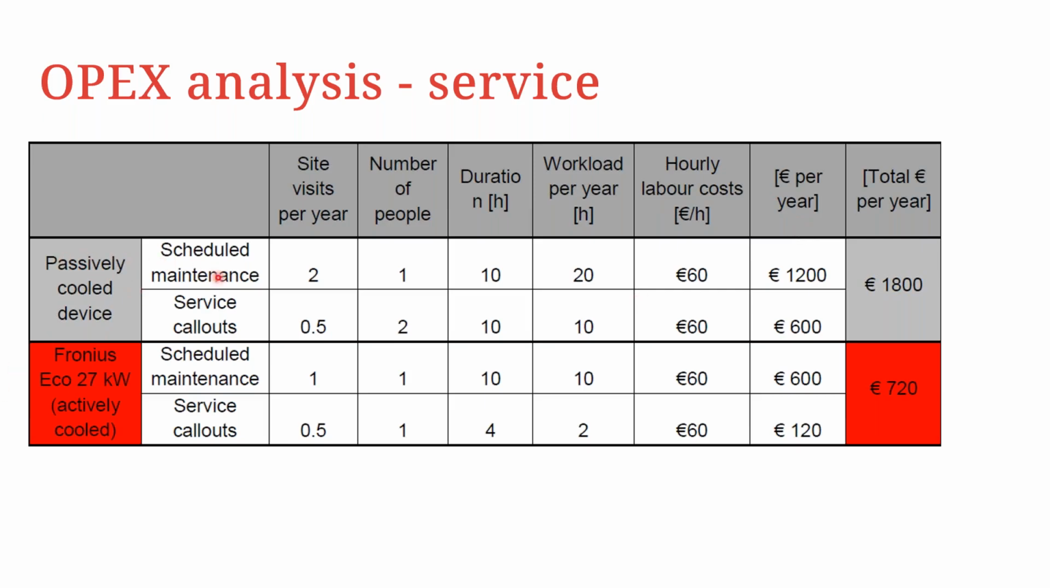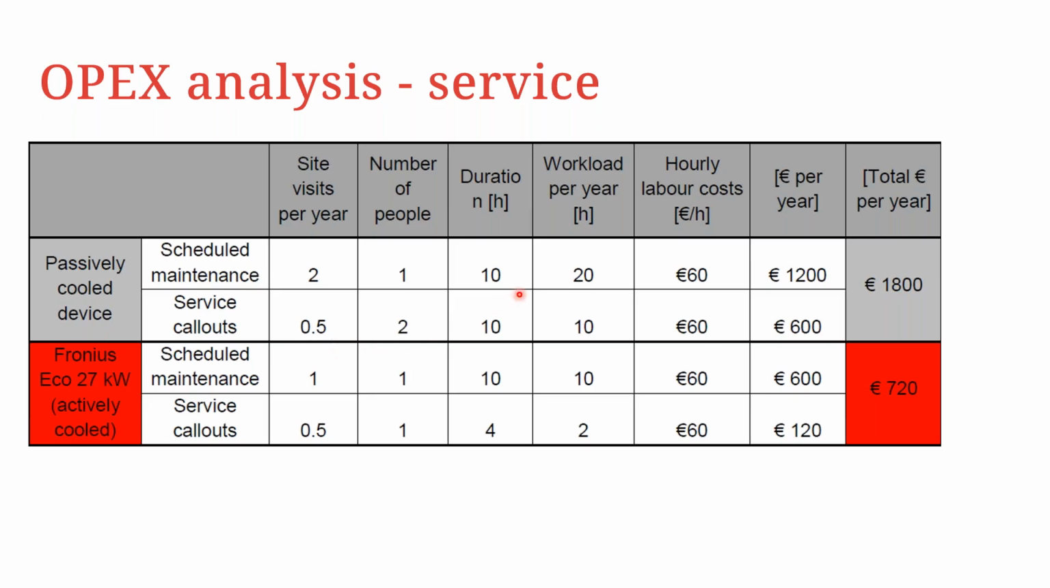So if you look at the passively cooled inverter, we would have at least 2 scheduled maintenance service visits per year, and at least 1 service callout. For scheduled maintenance, maybe you send 1 person to site for the passively cooled inverter, and at least 2 people if something goes wrong with the inverter and you need to replace it. For the Fronius Eco 27, for both scheduled maintenance and the service callouts, you would need to send just 1 person. And the big difference here is that you just need at least 1 scheduled maintenance per year.